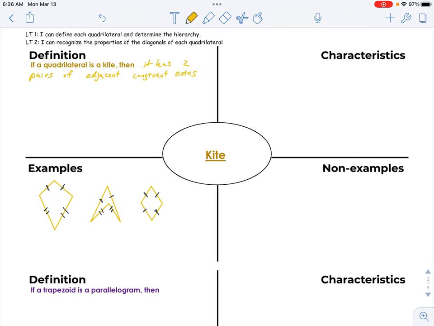Some non-examples would be, I mean, here's a good non-example. If you drew a shape like this, and we'll actually talk about this specific shape later. Adjacent sides aren't congruent. Yeah, there's two pairs of congruent sides, but we can say congruent sides not adjacent. All right, we'll just keep it simple for that.